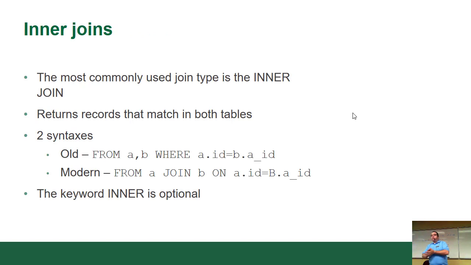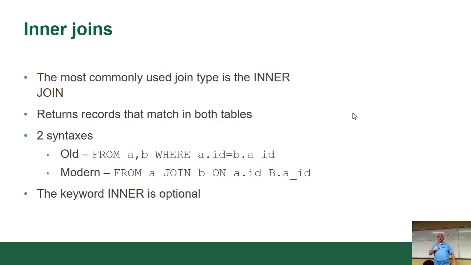Now, the most commonly used join type is known as the inner join. It is the standard join. 98% of the time you do a join is going to be an inner join. What it does, it returns records that match in both tables. There's two syntaxes. So when you go Googling online, you look up an inner join, you'll see two different syntaxes.